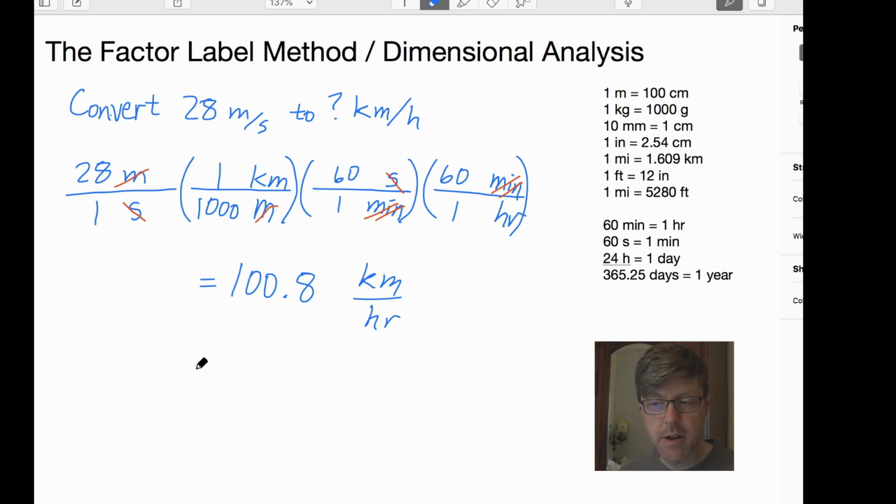All right, we're not dealing with significant figures yet. But if you know how to deal with significant figures, then let's round this. This is a perfectly good answer if we're not yet dealing with significant figures. But if you do want to deal with significant figures, you can say that this is approximately equal to 100 kilometers per hour.